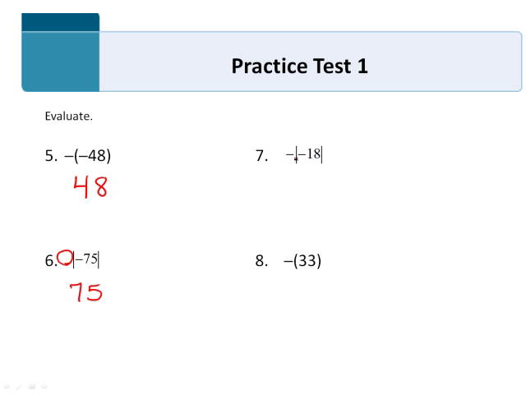But number 7, we do have an opposite sign out front. So whenever we're taking the opposite of an absolute value, the opposite of something that's always positive is always going to be negative. So you'd get negative 18. And number 8, we're back to the opposite operation. The opposite of 33, a positive 33, the opposite would be negative 33.